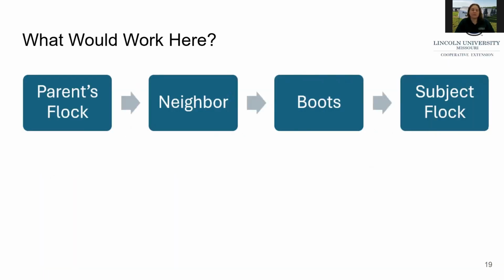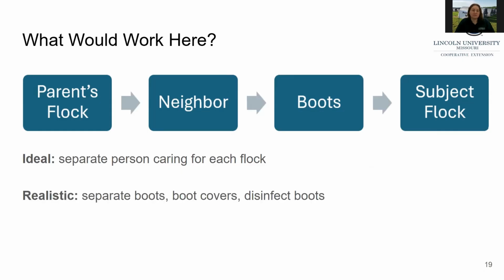The practical question is, what would actually work here? Again, the goal is to reduce meaningful risk. In an ideal situation, we might have separate people caring for each flock. That would completely remove this particular pathway, but that might not be realistic. So we might look at other options. Separate boots, boot covers, clean and disinfect the boots between flocks. Each of these could reduce the opportunity for something to be carried on footwear to move from one flock to another. And there may be other options as well.